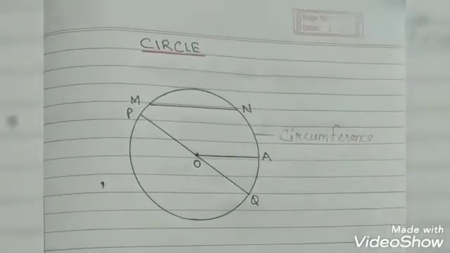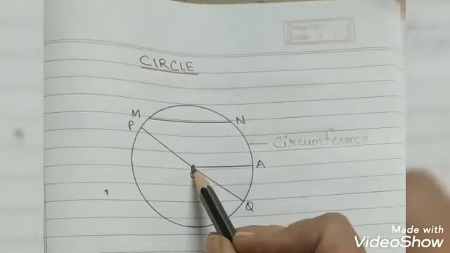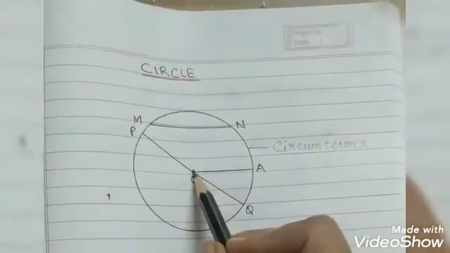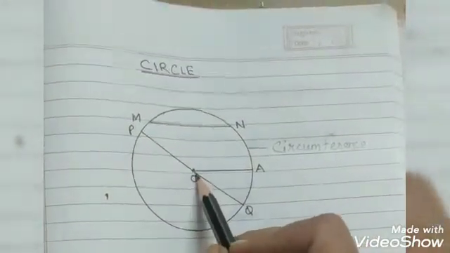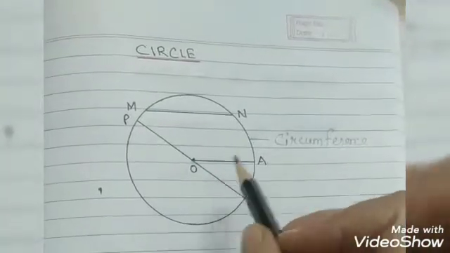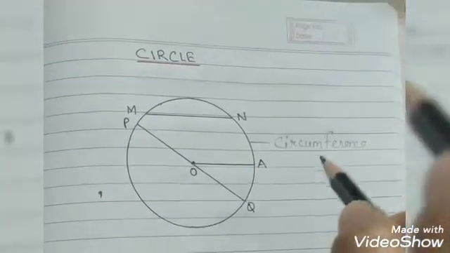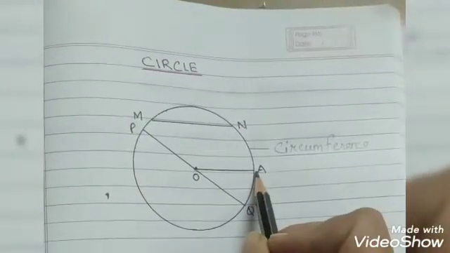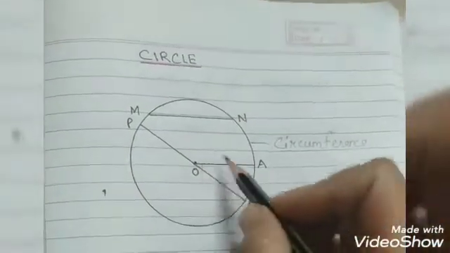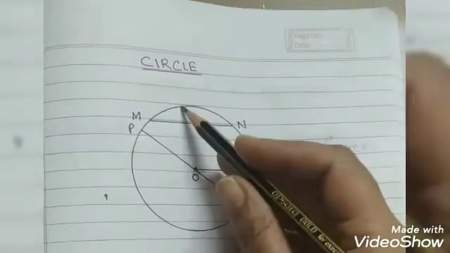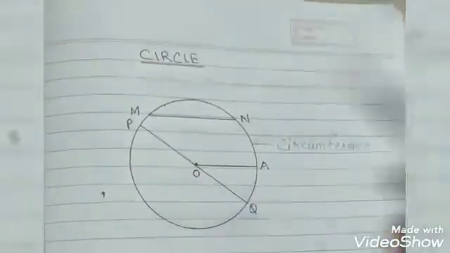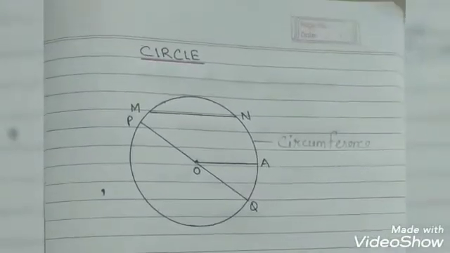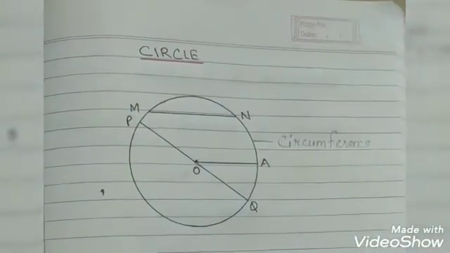Then every circle has a center. This point O is the center of the circle, which is at an equal distance from all points on the boundary of the circle. This point is at equal distance from the boundary. You can draw a line from here anywhere on the circle. This way, it is at equal distance from the boundary.